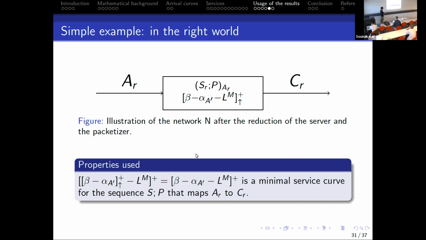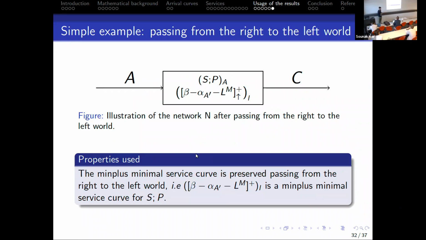And then finally, we can come back to the left world with the same theorem, adding the left extension on the service curve. Then we have a service curve for the sequence SP that maps A to C. This is an example, and there is some other possible usage. And we can, for instance, add the link with CPA to improve or have more results.